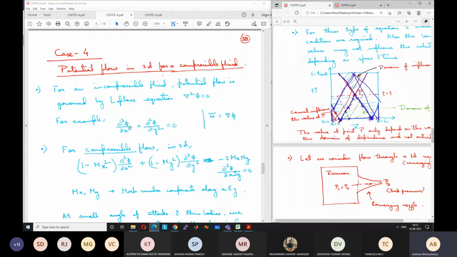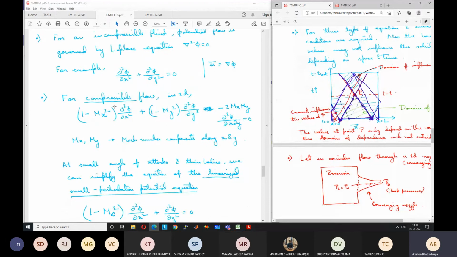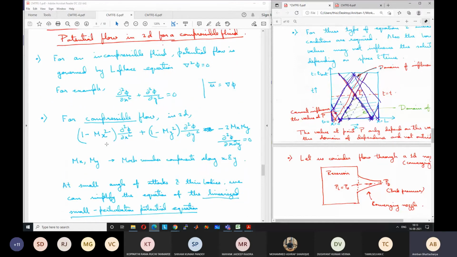Same thing. So for compressible flow, this equation can be modified in this form: 1 minus mx square del square phi del x square plus 1 minus my square del square phi del y square minus 2 mx my del square phi del x del y equal to 0. You don't need to worry about how this equation is derived. We just want to see the nature of this equation. Where mx and my are the component of Mach number along the x and y direction. So it's a 2D problem.